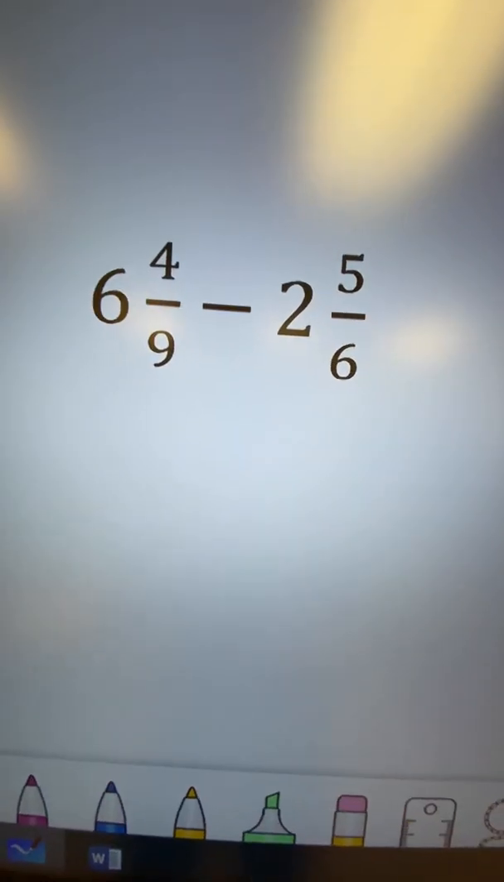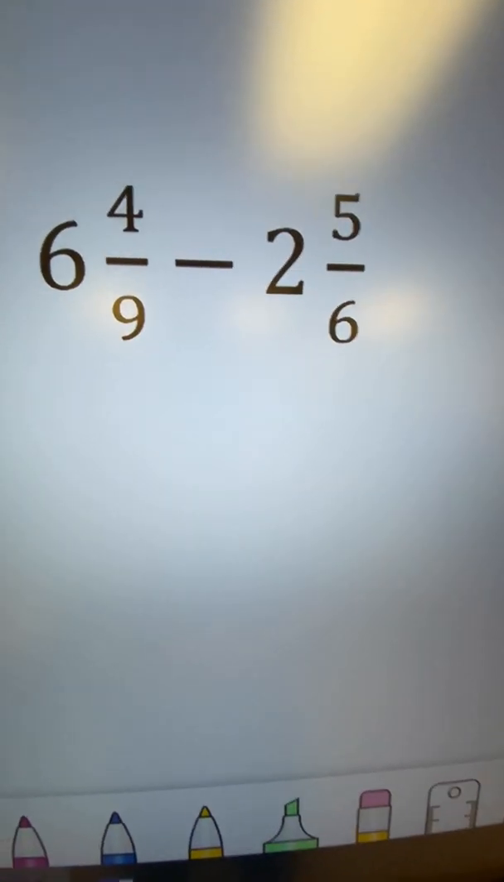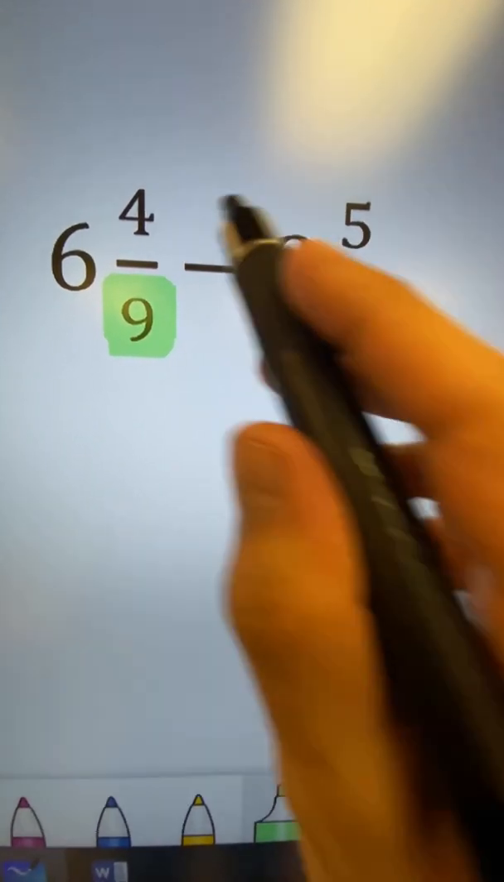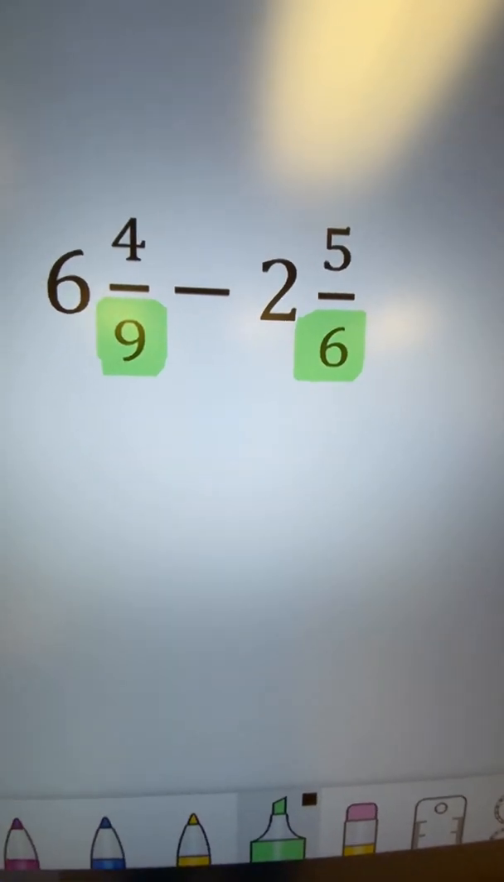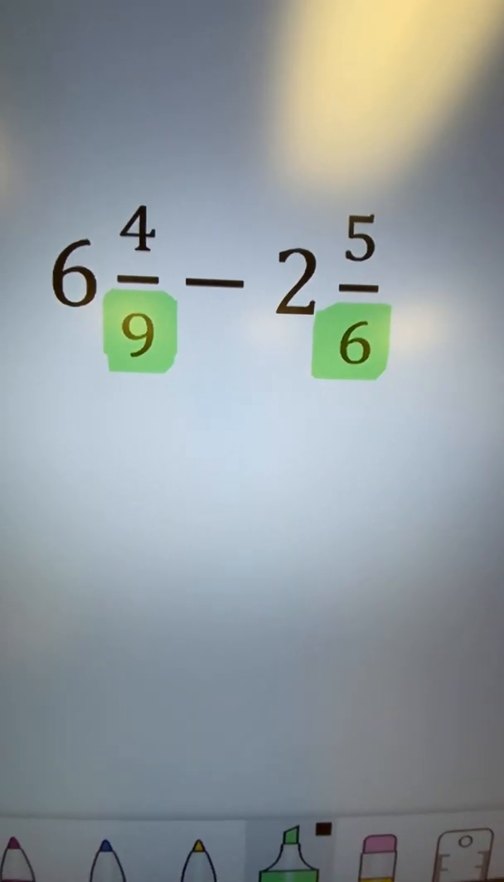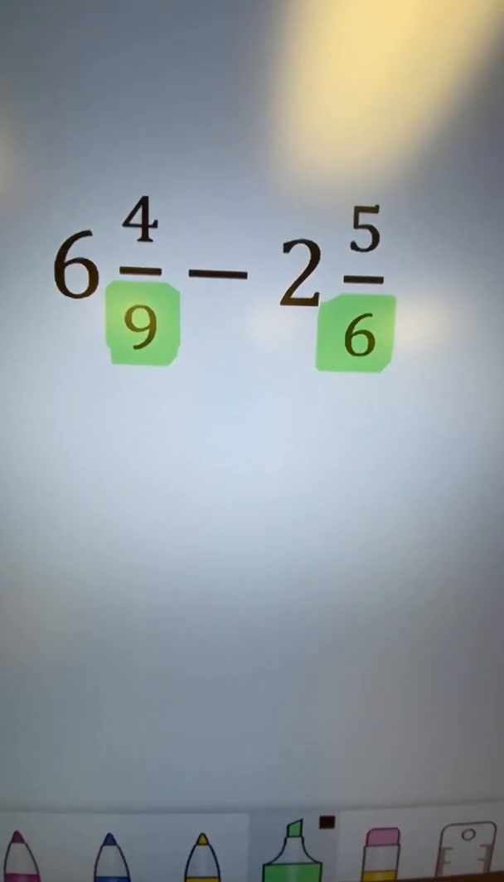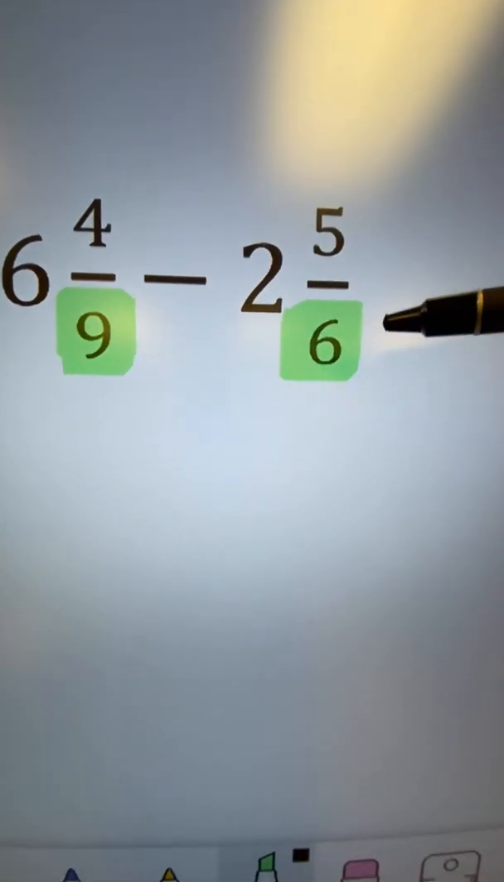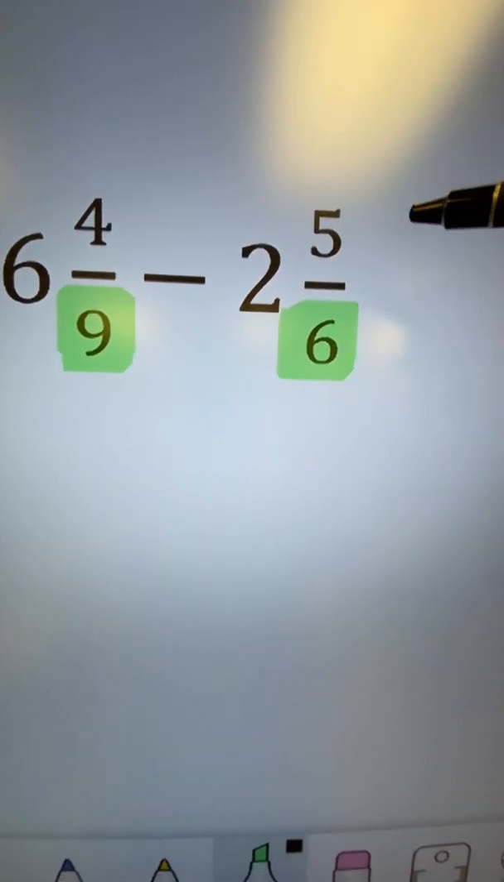In this next example, notice that we have mixed numbers we're subtracting, and they happen to have different denominators. So we need to find a common denominator first. And before I start solving this problem, I just want to point out that if you don't know what a greatest common factor is, a least common multiple is, or how I rewrite these fractions, you'll see multiplying the top and the bottom by the same amounts.